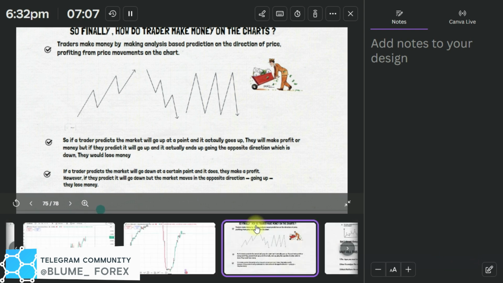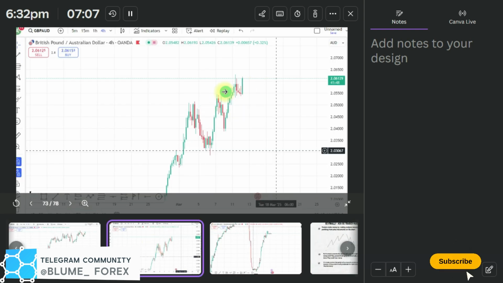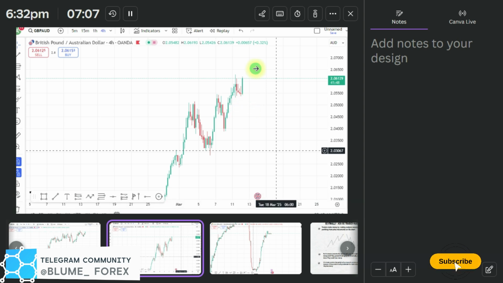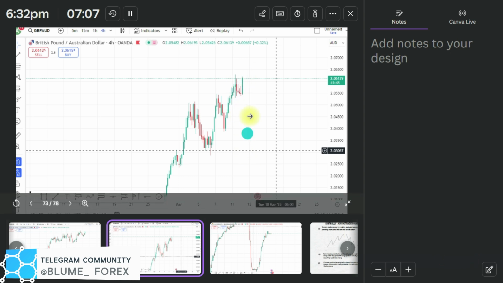So this is how the chart looks. And then a trader will make an analysis-based prediction on whether this chart is going to continue pushing up or reverse downwards. So if they make an analysis-based decision that it will push up and it actually pushes up, they are going to make money. But if they decide it is going to push down and it ends up pushing up, they are going to lose money. Same way, if they think it will push down and it pushes down, they will make money. Think it will push down and it pushes up, they will lose money, right?